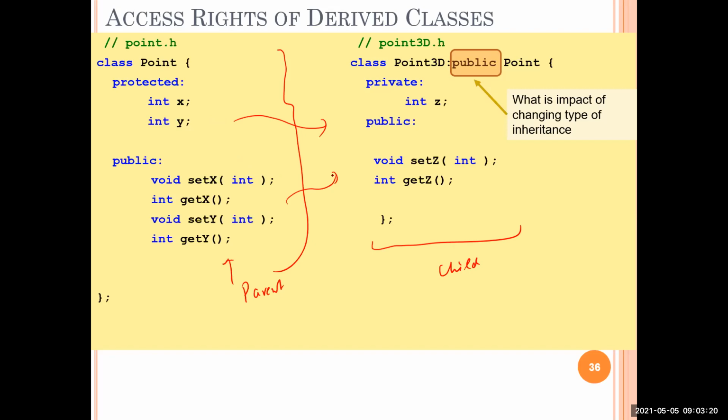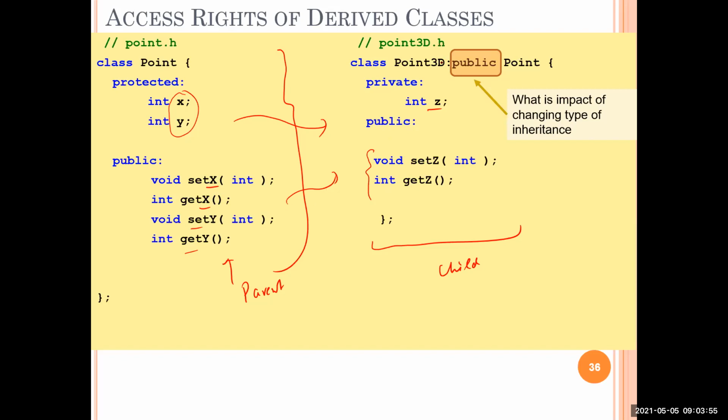So for example, when we are making the class Point3D, we know that a 3D point has three data members x, y, and z. So it will get x and y from the parent, and we only have to write z here. Similarly, it will get these setX, setY, getX, getY functions from the parent, and we only need to write functions to set and get the value of z. So the key idea of inheritance was that we are able to reuse a lot of code from the parent class.